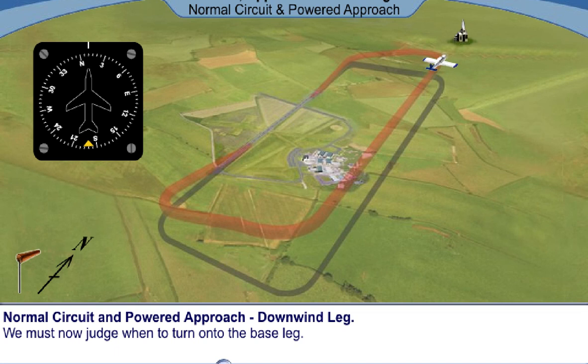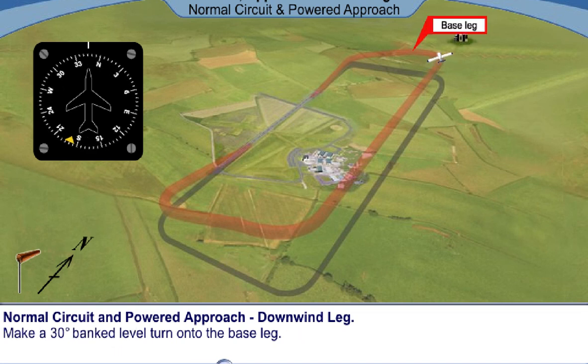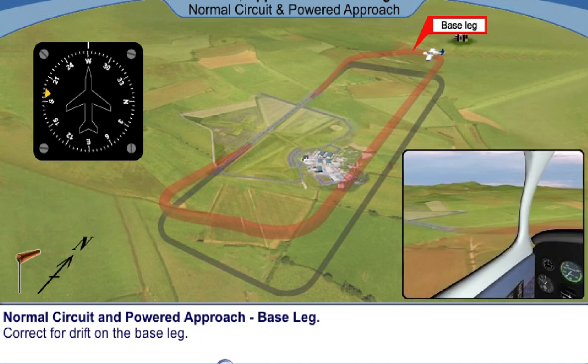At the right moment, make a 30-degree banked level turn onto the base leg. Remember that the wind will be blowing from the airfield towards you on the base leg, so that to track at 90 degrees to the runway, you must turn through more than 90 degrees. The extra amount depends on the wind strength. Once again, use your direction indicator or a reference point to maintain the correct heading.